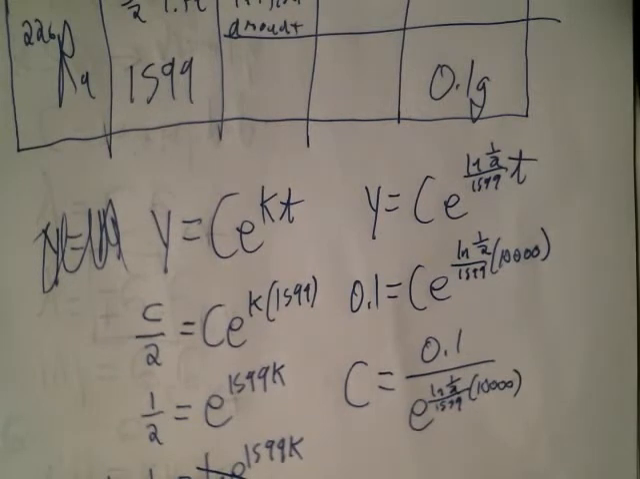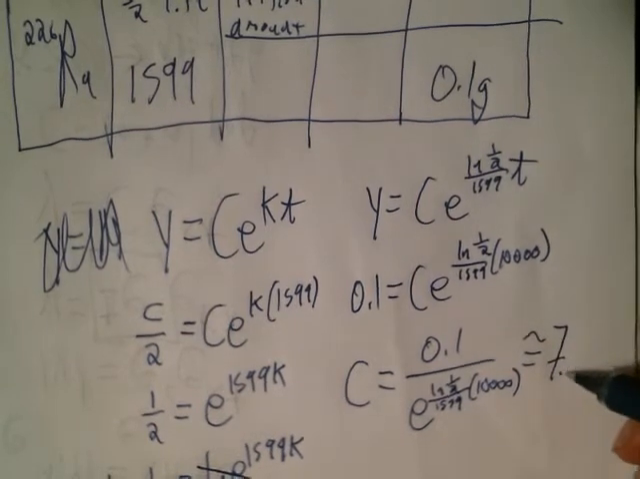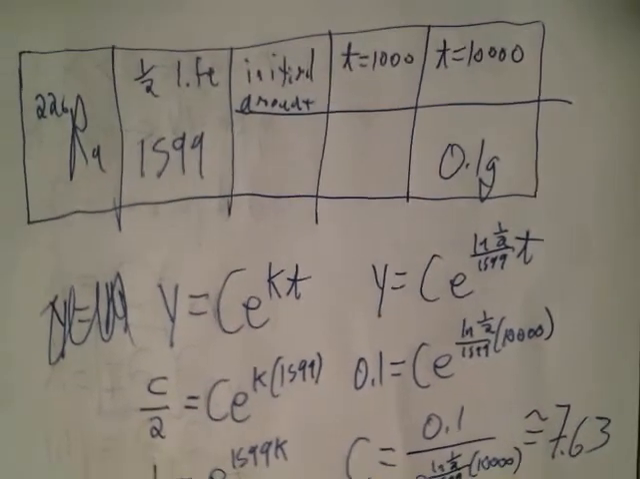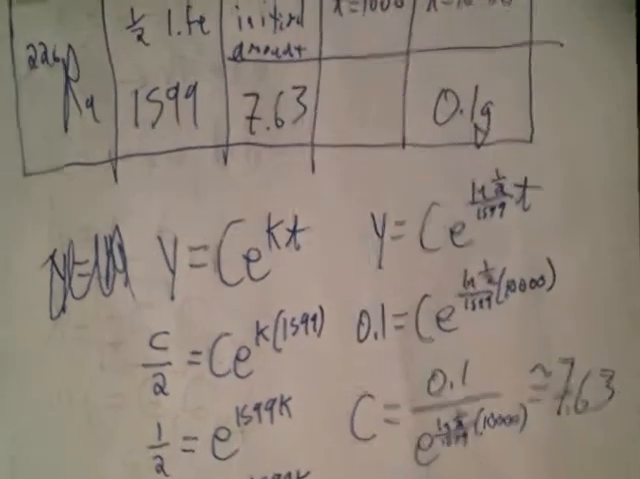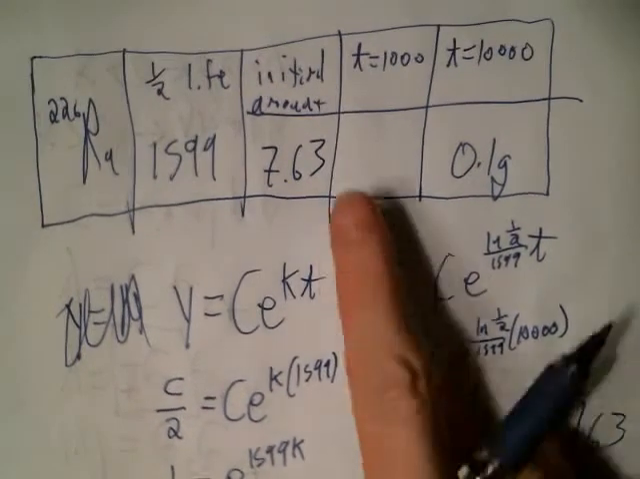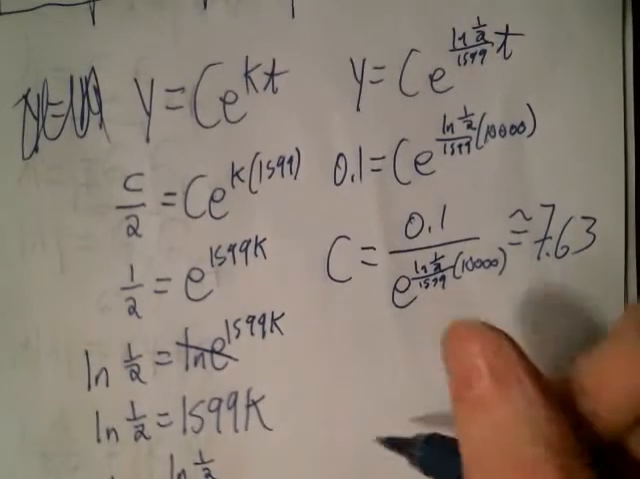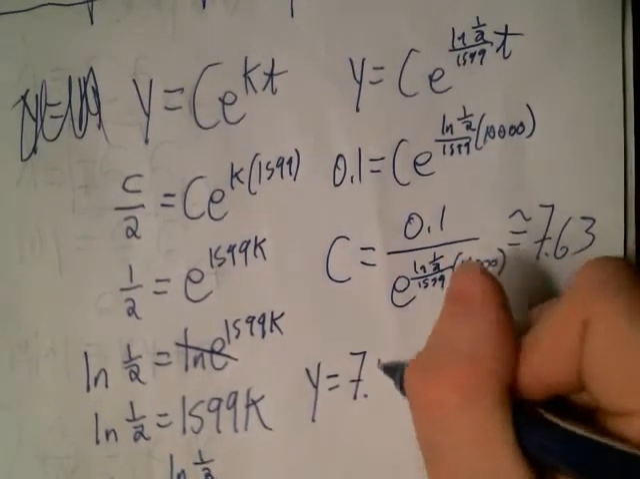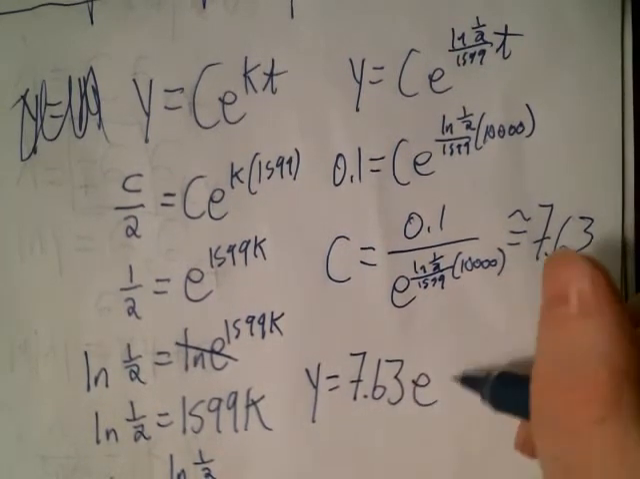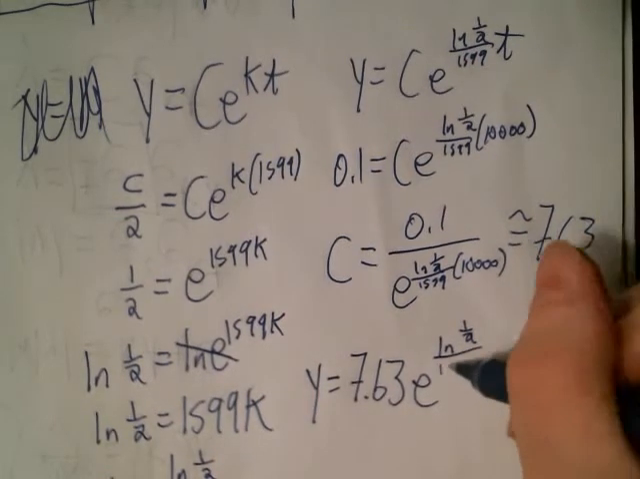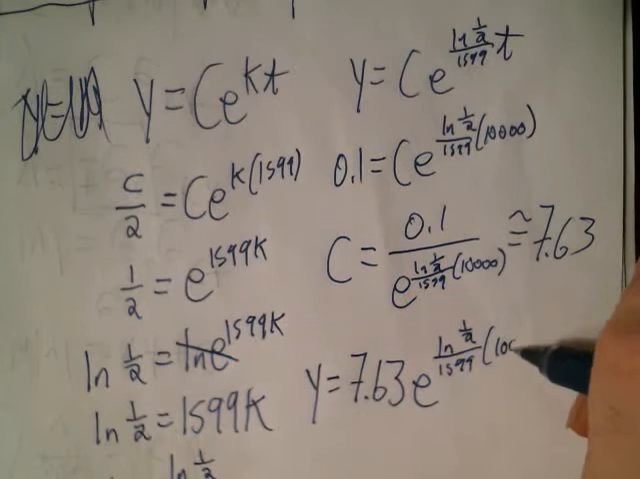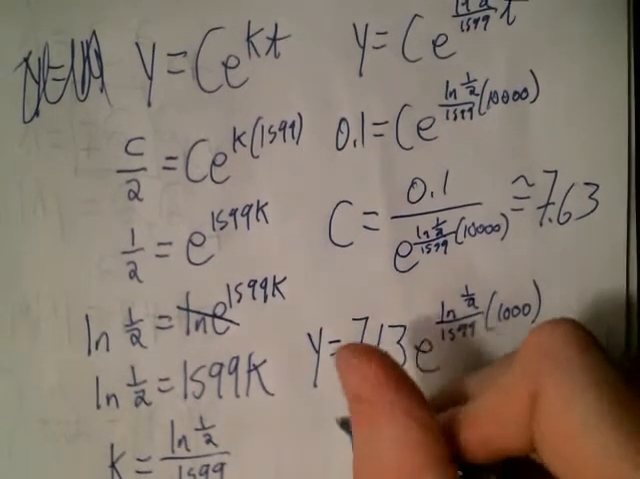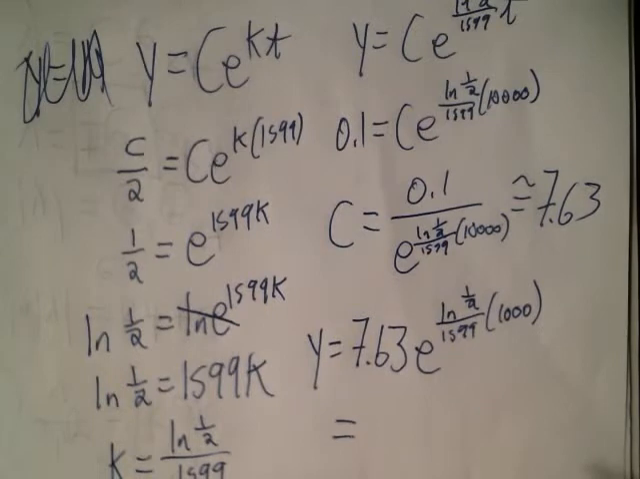What did I get? About 7.63 grams. So my initial amount is 7.63. Now I can use this information to determine how much I have left after 1,000 years. So y, in that case, will equal about 7.63 times e to the ln of 1/2 over 1599 times 1,000. And if you put that in your calculator, you should get 4.95.